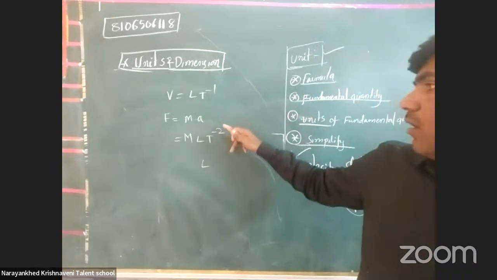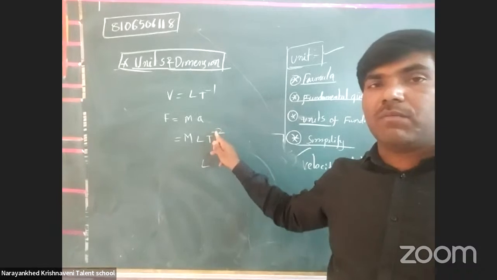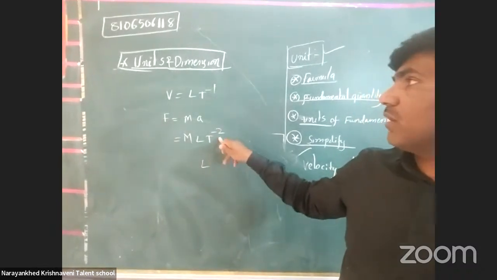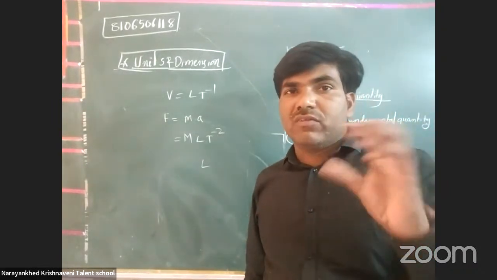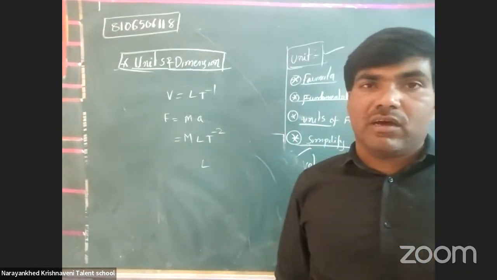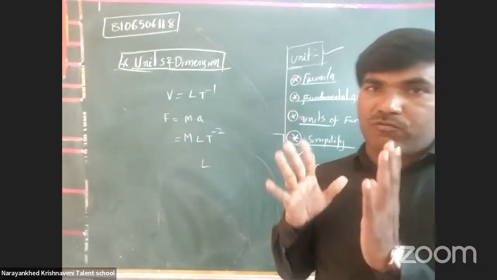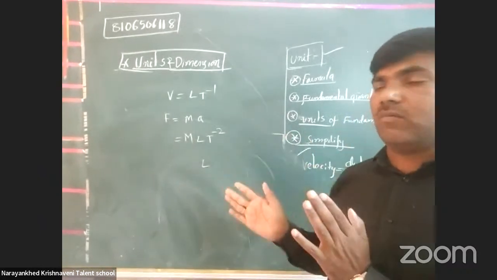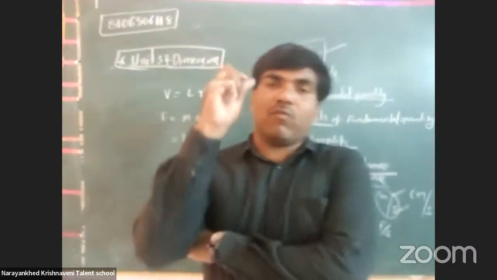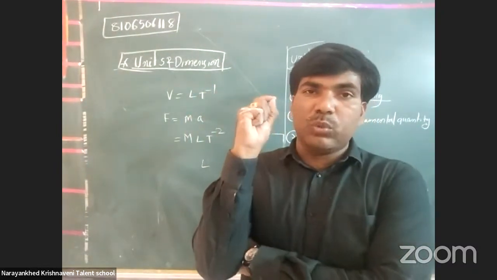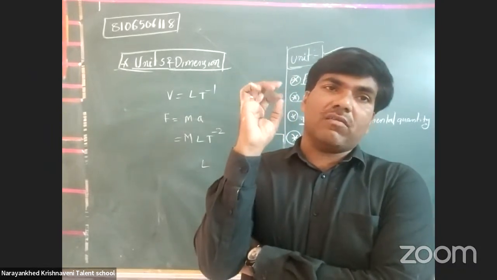What fundamental physical quantities are involved, and what numerical powers they have, that will be given by the dimensions. Got it? This is a short view of units as well as dimensions. How to find units and how to write the dimensions. First, you should know the fundamental quantities and what the units of the fundamental quantities are in the MKS system, CGS system and other FPS system.